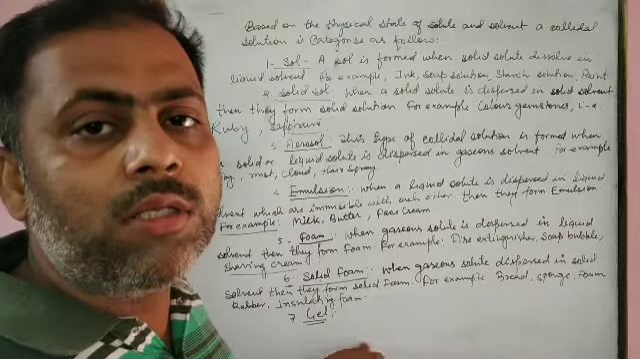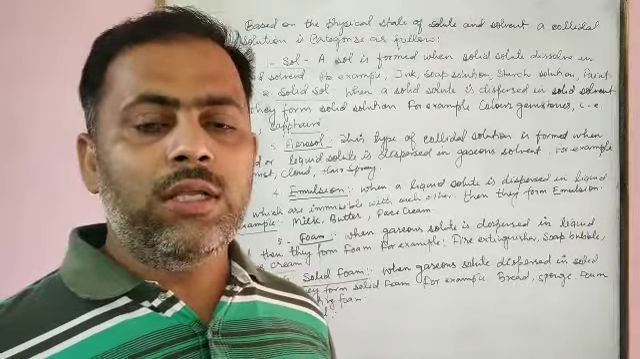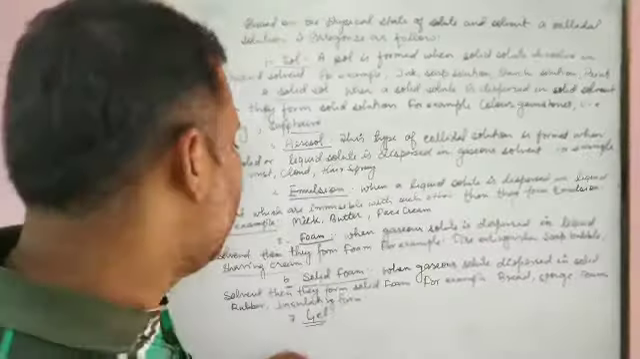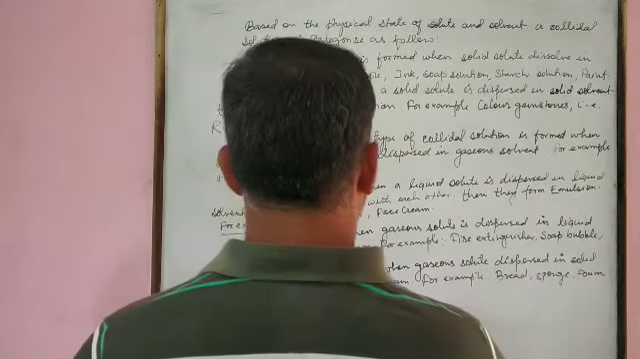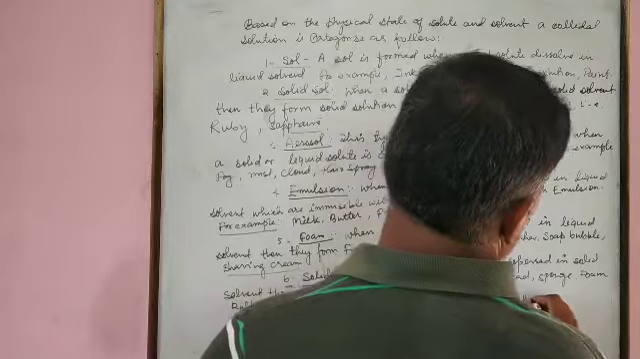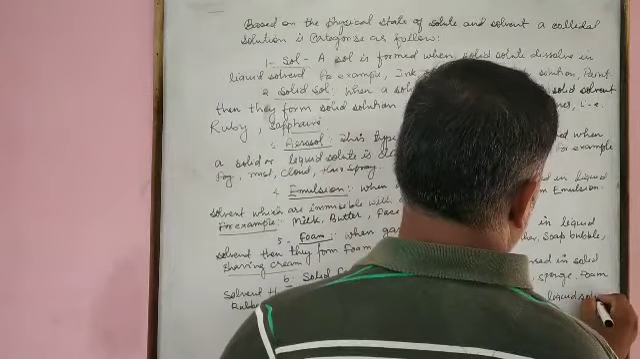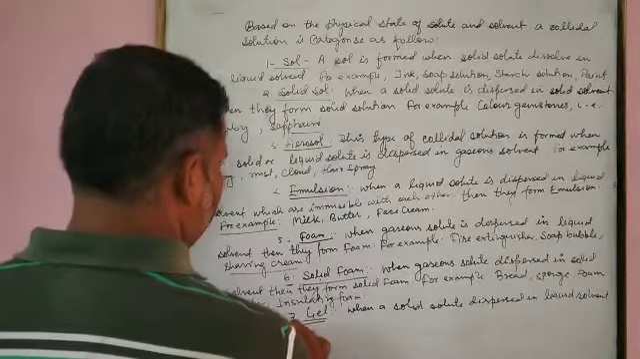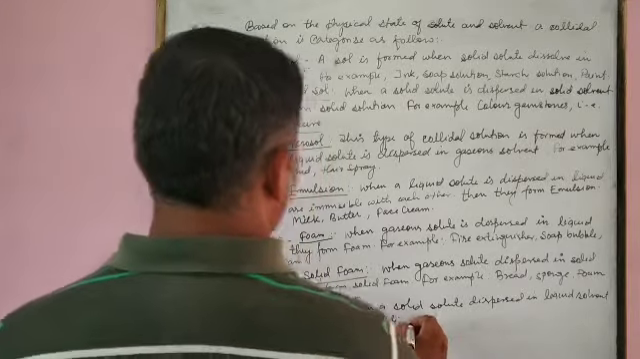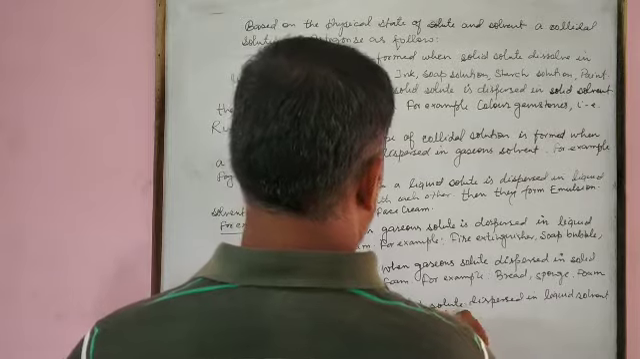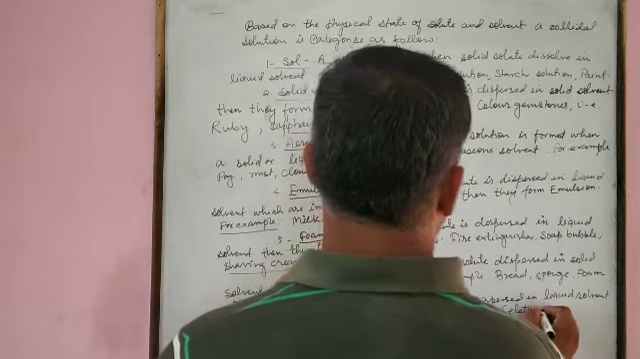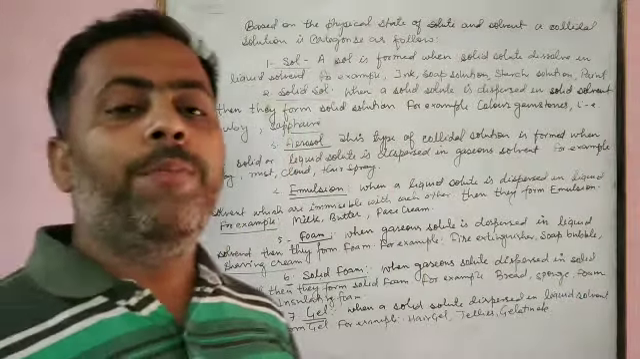Gel is formed when solid is dispersed in liquid. Jams, jellies, gelatins, these are the example of gel. It means when a solid solute is dispersed in a liquid solvent, it forms gel. For example, we have hair gel. To the next, we have gelatin, etc.